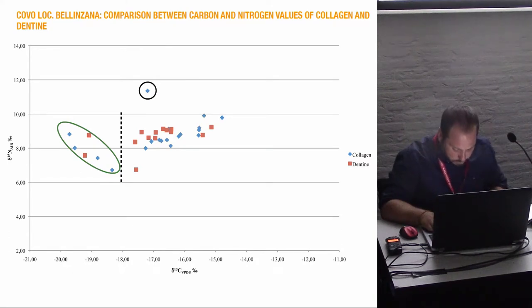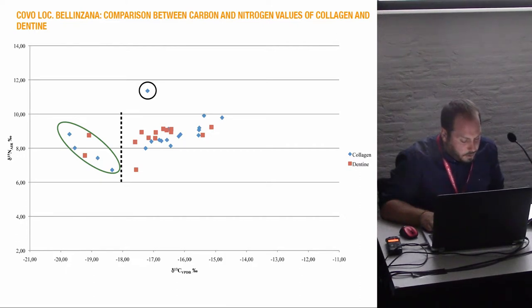Carbon values can be divided into two groups. Most of the individuals followed a diet based on C4 plants, both in childhood and adulthood. Instead, four individuals followed a diet based on C3 plants. Values in bone collagen range from 6.7 to 11.3, while dentine values range from 6.7 to 9.2. People from this cemetery took the same typology and quantity of protein with no significant variation in their lifetime.